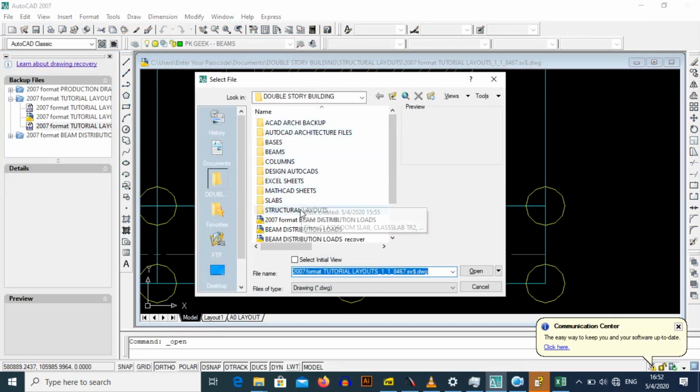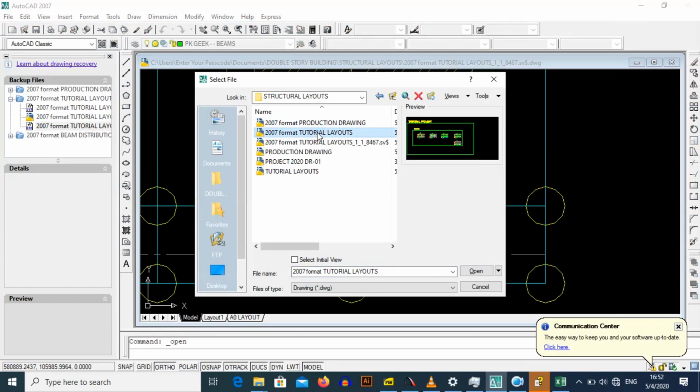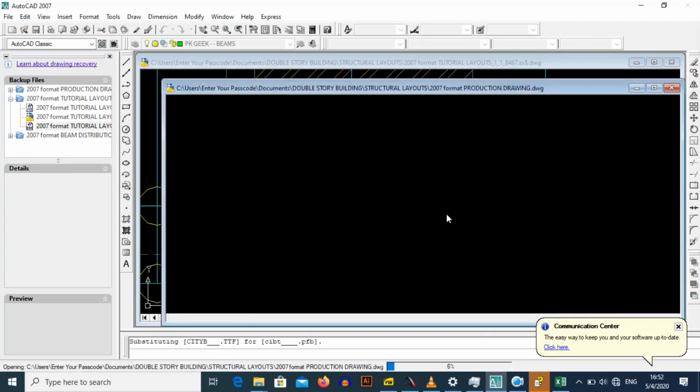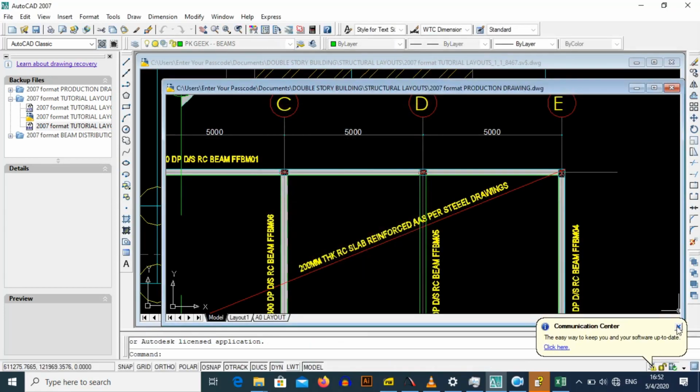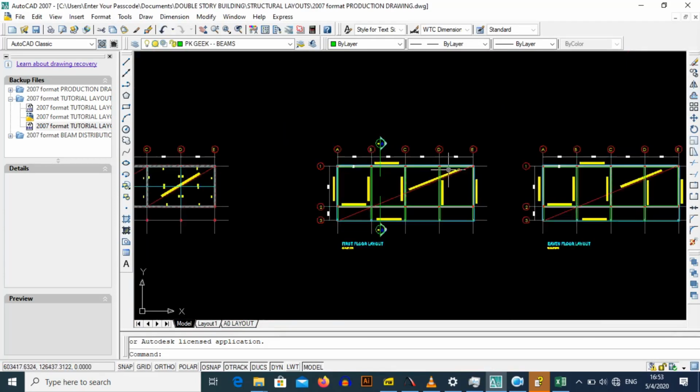Let's just go to structural layouts, tutorial layouts. Okay, there's no production drawing. Alright, so it's a different thing. It's funny, I'm using a different one, but I would already had this open.